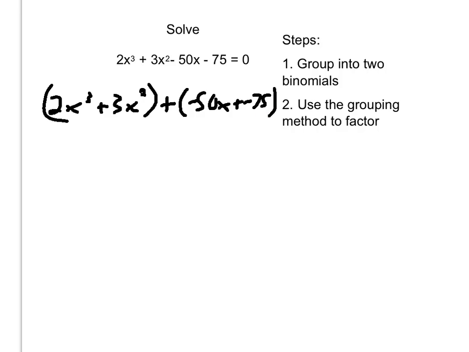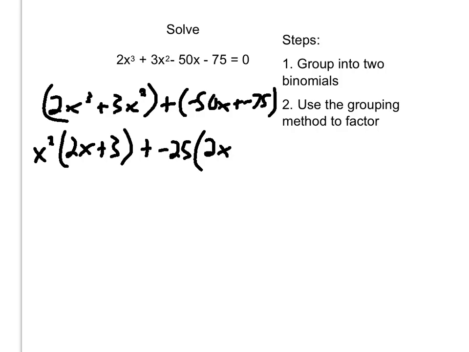So, greatest common factor of 2x cubed and 3x squared. Well, that's just going to be x squared. And then x squared times 2x will give me 2x cubed, plus x squared times 3 gives me 3x squared. Now we got our plus sign. Greatest common factor of negative 50x and negative 75 is going to be negative 25. And negative 25 times 2x will give me negative 50x, plus negative 25 times 3 will give me negative 75. So we got our grouping method set up here.